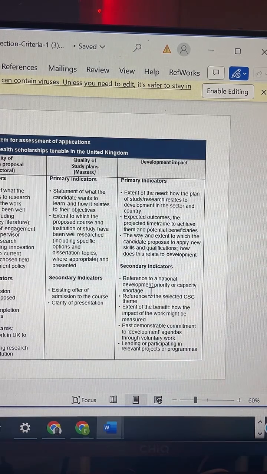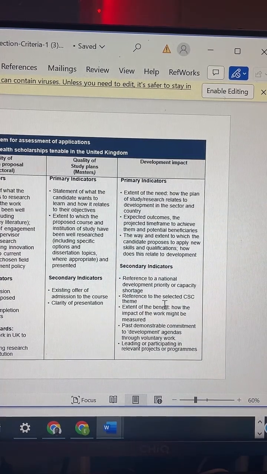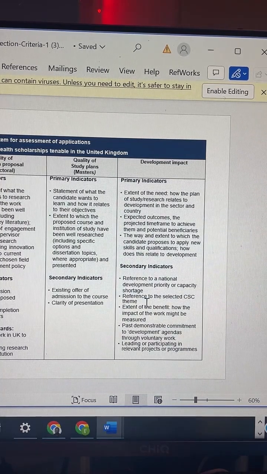So the secondary indicators, so reference to any national developmental priority or capacity shortage. It can be that there is something that is ongoing in your community or global concerns, and you've been able to identify that. So they will look at that extent, how you've thought about that globally, and now looking at the national and then the local level, how you're going to write out the essays for it to make sense to them.